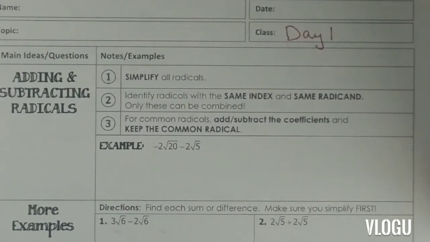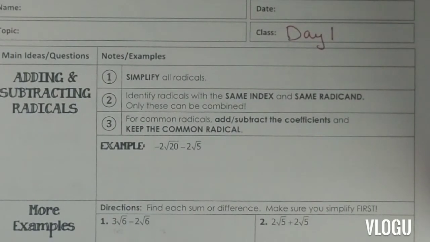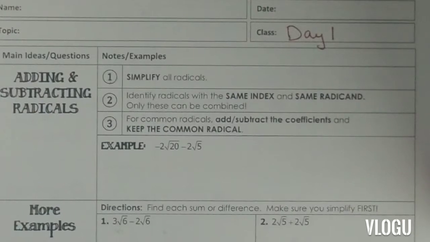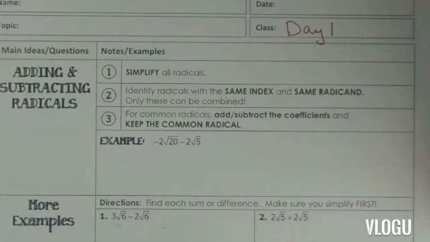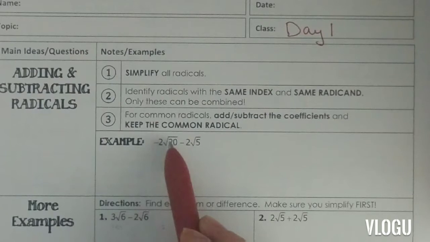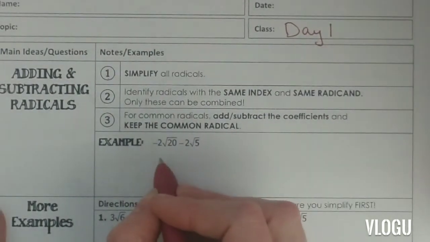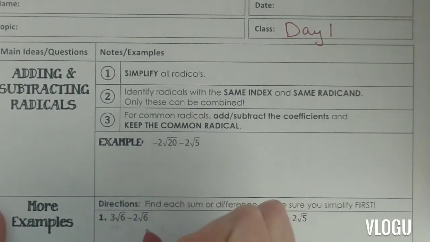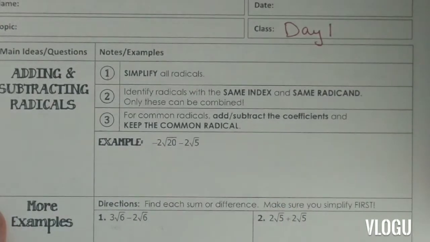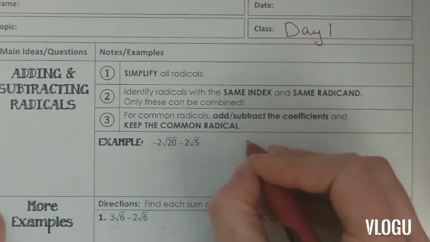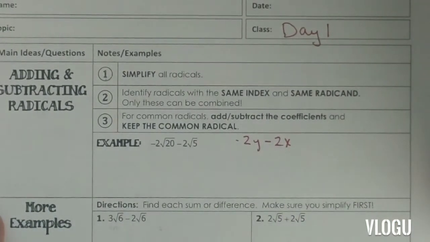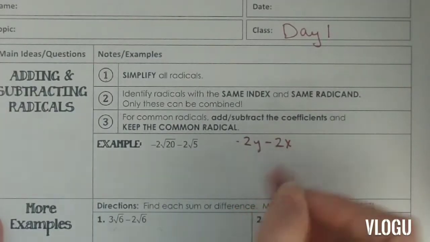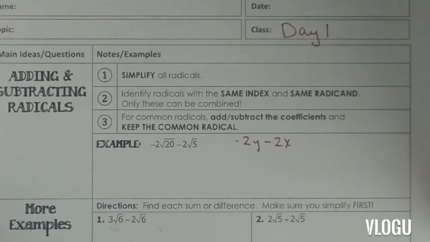So they have to have the same type of square root, and they have to have the same number in the square root. That's the only way you can combine them. And anything that is common, you can add and subtract them just like you would normal numbers. So think of your square root as a variable. Now for our first example here, I've got -2 times the square root of 20 minus 2 square roots of 5. Now, if I were to write these using variables, this would be like saying -2y minus 2x. And hopefully you would all tell me that y and x can't be combined in any way, so I would leave it as it is.